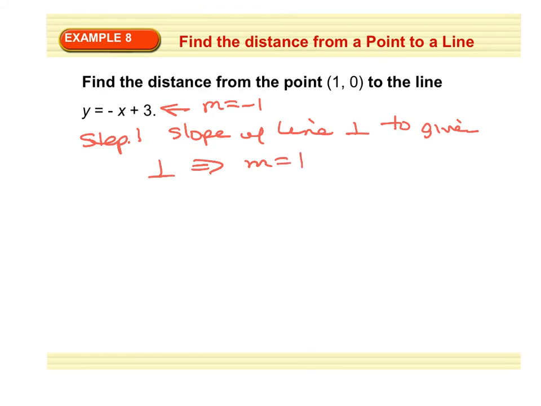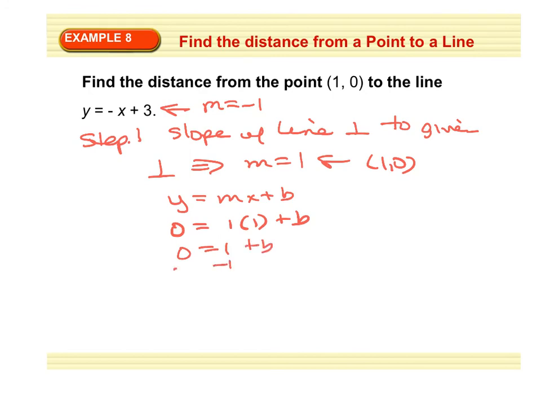Next thing I need to do is come up with the equation of the line perpendicular, just like I did in the previous example. So I'm going to plug it into y equals mx plus b. I need to find the b. So 0 equals 1 times 1 plus b. I'm using this slope, and I'm using the ordered pair up at the top. 0 equals 1 plus b. Move the 1. My b equals negative 1. So my equation of the line that's perpendicular is y equals x minus 1.